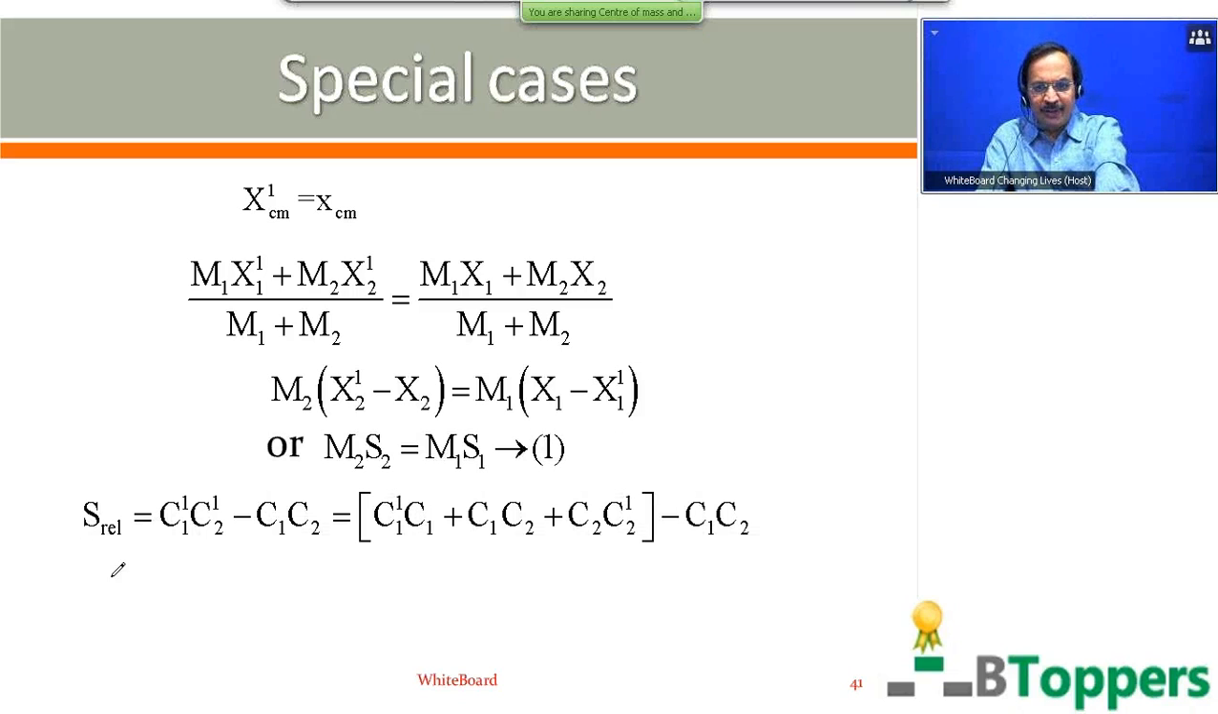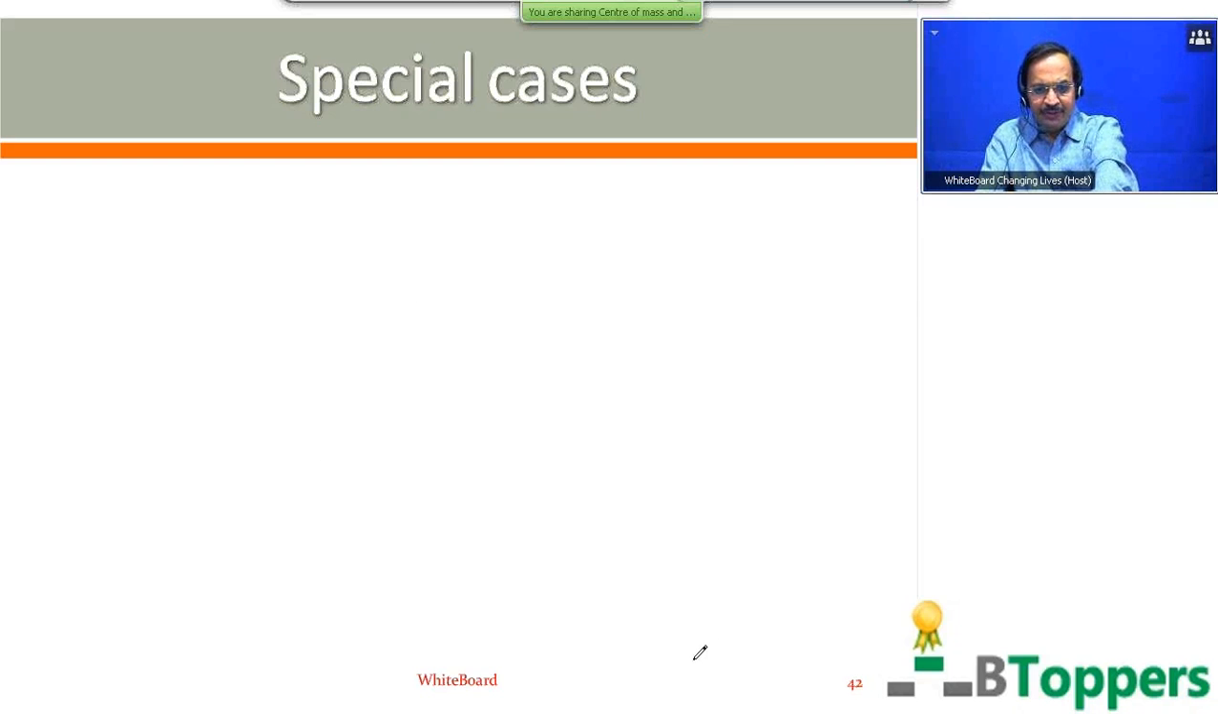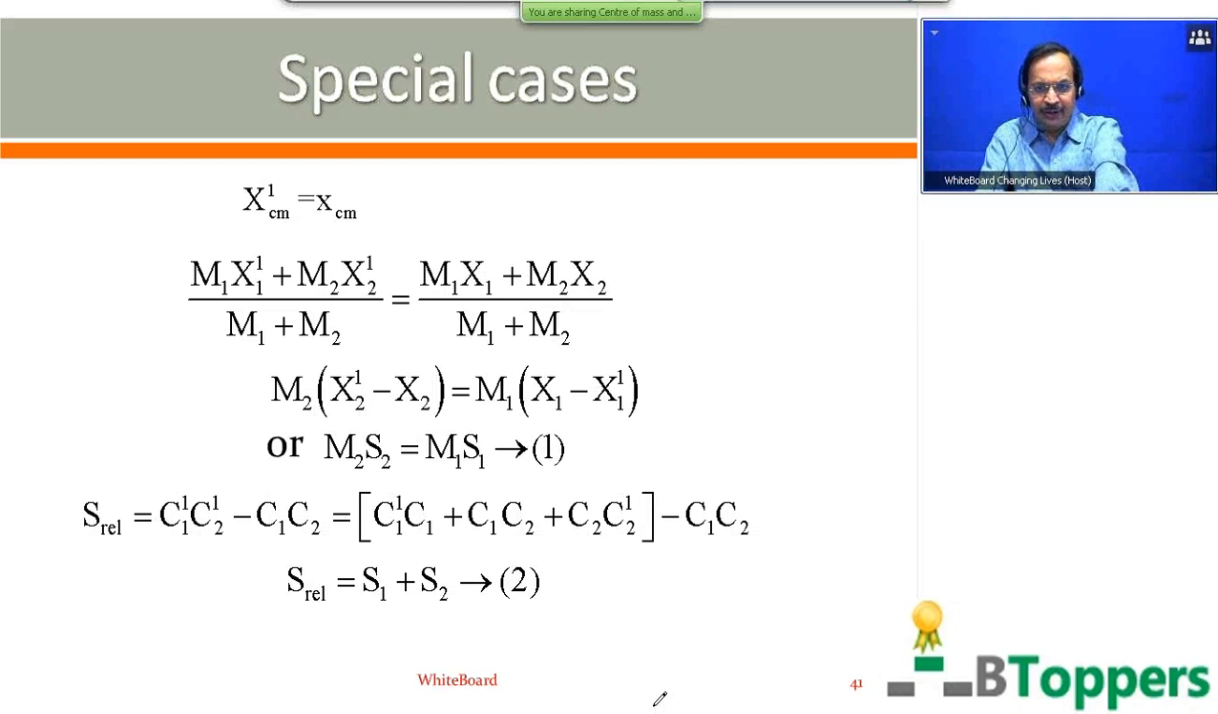So the magnitude of the relative displacement of the man with respect to the boat is equal to the distance between C1 dash and C2 dash minus the distance between C1 and C2. That means whatever calculation I have explained earlier, the same thing is shown on the screen here. Come on, finish copying. In case you need more time to copy this, you can take a pause and take your time.